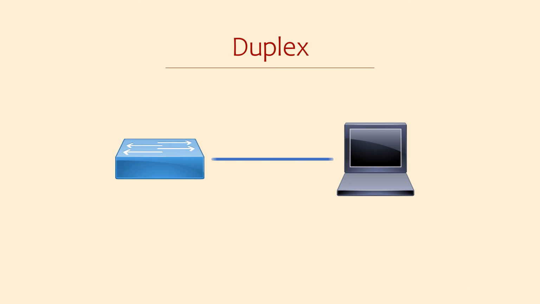When two devices are connected to each other, they can operate in full duplex or half duplex mode. In full duplex mode, the interface can send and receive at the same time.